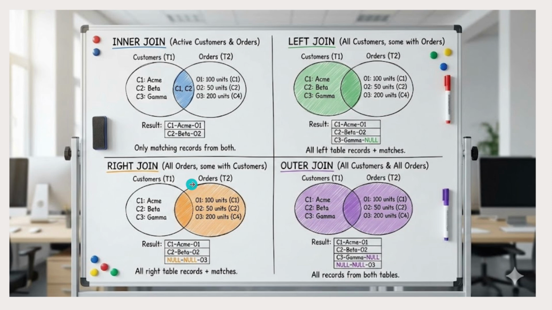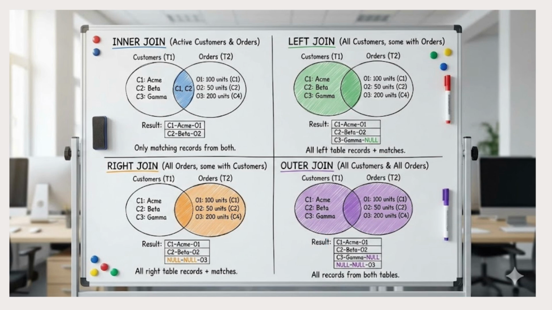Right join is the opposite. So right join keeps all records from the right dataset while matching records from the left dataset are added wherever possible. If there is no match from the left dataset, the left side fields will remain empty or contain null values. So here for order 3, as there are no details for C4 in the customer table, this remains null. And a full outer join keeps all records from both datasets. If a record exists in one dataset but not in the other, the missing fields are filled with null values.